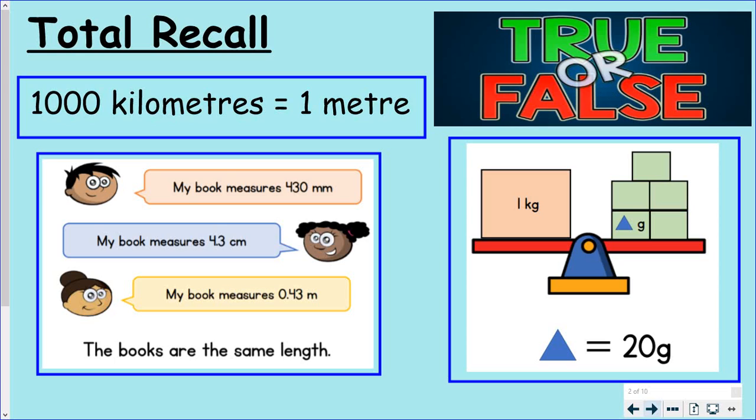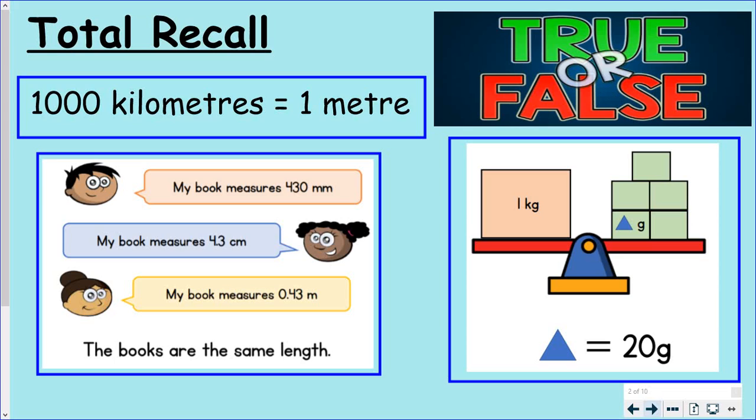So 1,000 kilometres equals 1 metre. Is that true or false? My book measures 430 millimetres. My book measures 4.3 centimetres. My book measures 0.43 metres. These books are all the same length. Is that true or false?